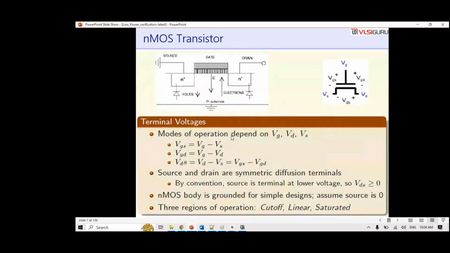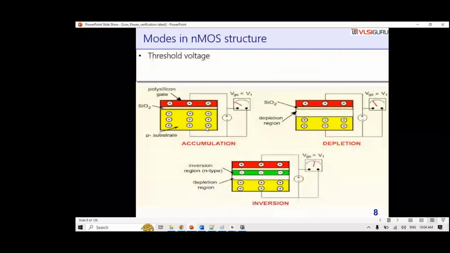This is the gate and the source voltage. It's a mistake. Okay, so one is the accumulation region, one is the depletion region, one is the inversion region. When the gate to source voltage is less than the threshold voltage, it will be in the accumulation region. When the gate to source voltage becomes equal to the threshold voltage, this area gets depleted. When we increase VGS above VT, the inversion happens, where n-type electrons will be reflected here.